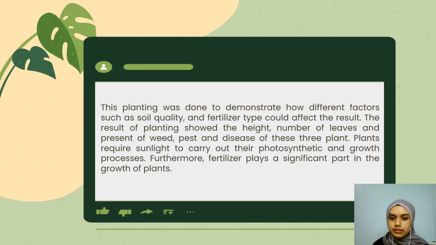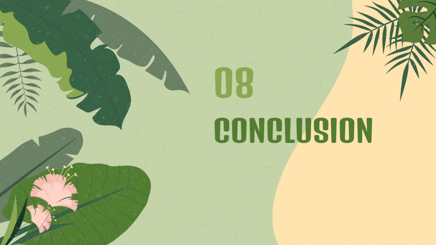This planting was done to demonstrate how different factors such as soil quality and fertilizer type could affect the result of the plants. The result of planting shows the height, number of leaves and presence of weed, pests and disease of these three plants. Plants require sunlight to carry out their photosynthesis and growth process. Furthermore, fertilizer plays a significant part in their growth.